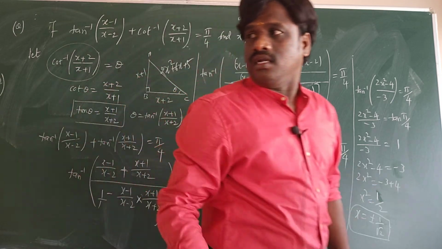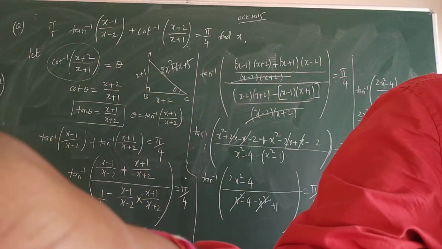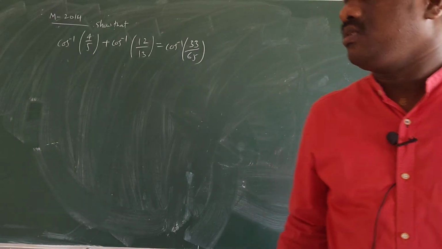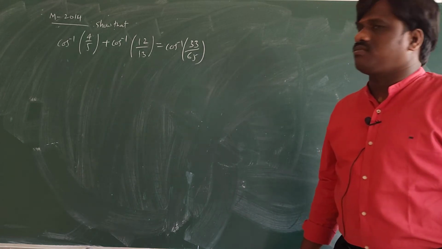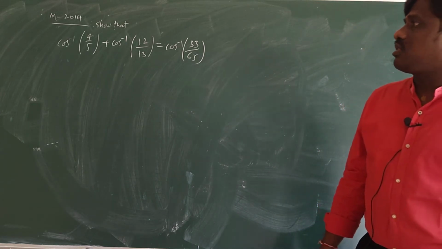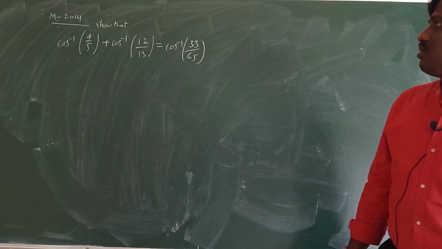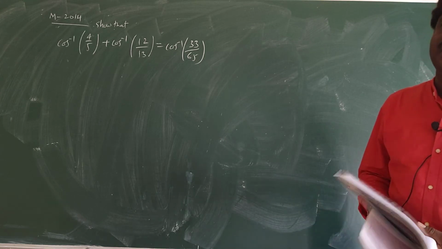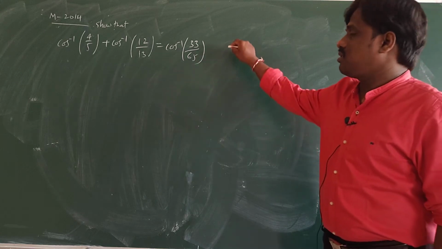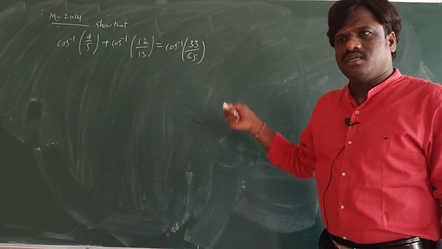You sit here and write. This is a previous year question, 2014, this question was asked. Show that cos inverse of 4 by 5 plus cos inverse of 12 by 13 is equal to cos inverse of 33 by 65. You have to show this. Already done? I explained it.